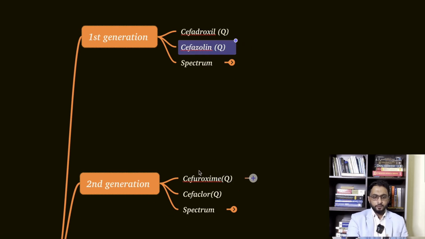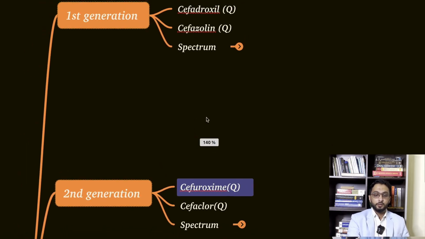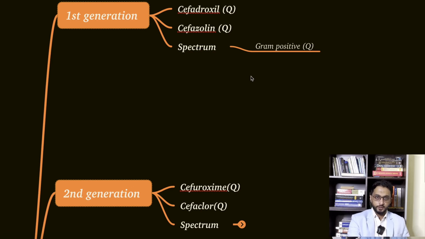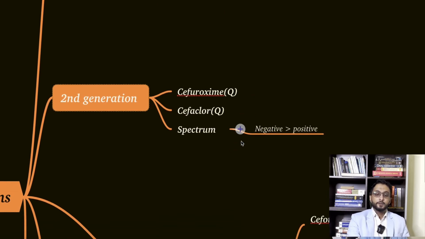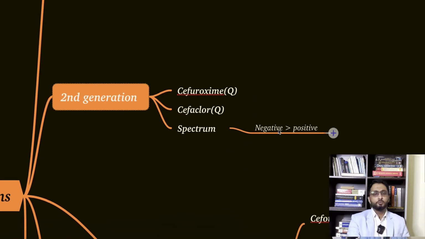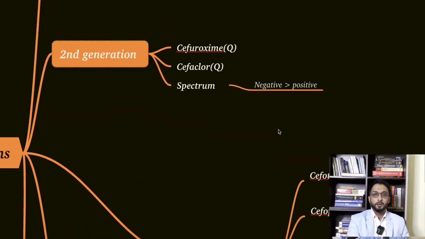So naturally, cefuroxime is second generation, so it has its spectrum. First generation has got its spectrum. So we are going to see the spectrum of each. So first generation, the spectrum is gram positive organisms. Here it is negative and positive, but negative is more effective. So first generation is gram positive, second is negative and positive, but more effective against negative.